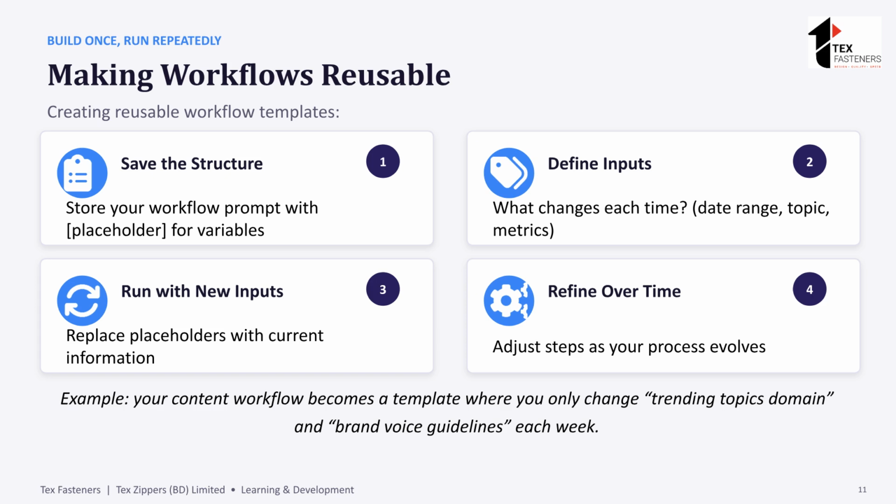The real power of workflows comes when you make them reusable. Instead of creating a new workflow every time, save the structure as a template. First, save the workflow prompt and use placeholders for information that changes. Second, define the inputs, such as the date range, topic, or metrics. Third, run the workflow with new inputs by replacing the placeholders with current information. And fourth, refine the workflow over time as your process evolves. For example, your weekly content workflow could remain the same, while you only change the trending topic domain and brand voice guidelines. Build once, then reuse.